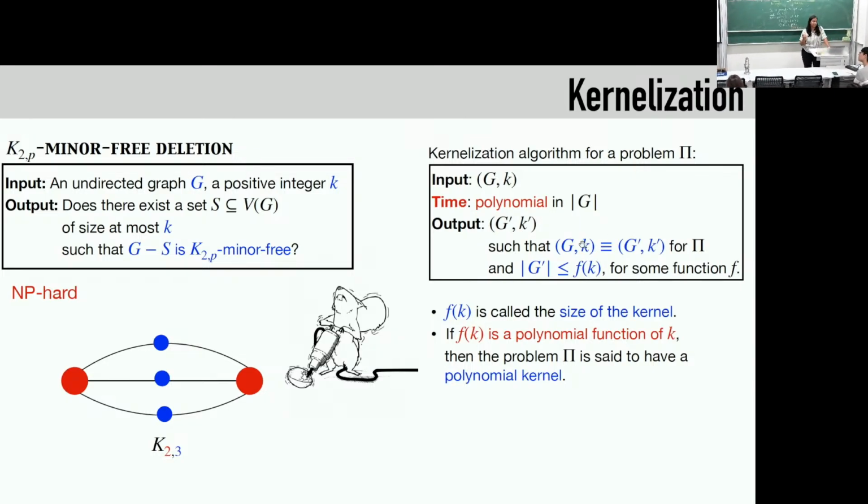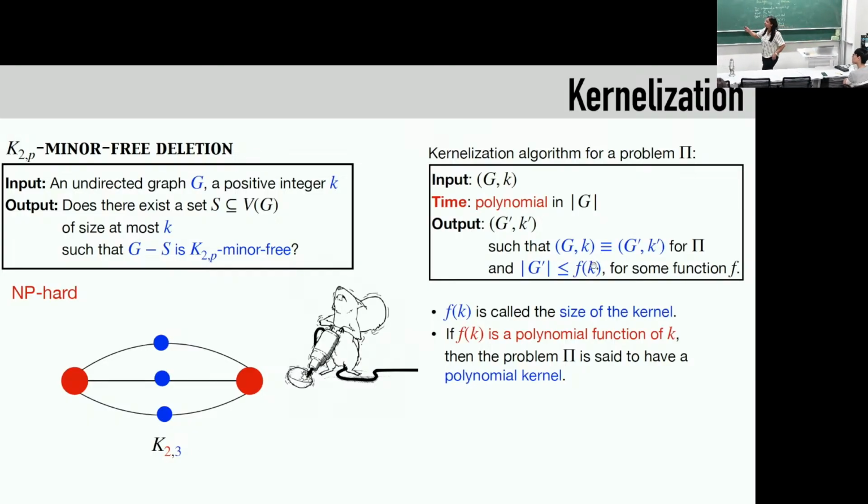And what we want is that the size of the output should be small. So we want to be able to spend polynomial time, start with a large instance, and say that in polynomial time I can get rid of some parts of the instance and come up with a small graph whose answer is the same as the answer to the original graph. So that's the notion of kernelization. So again, two things: that the two instances are equivalent, and the size of the output instance is bounded.